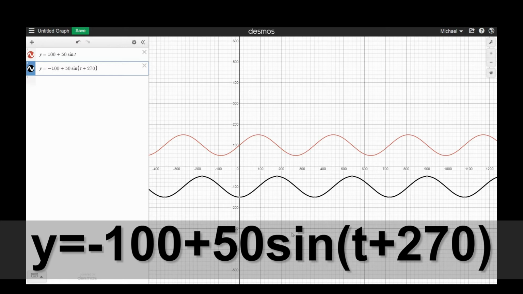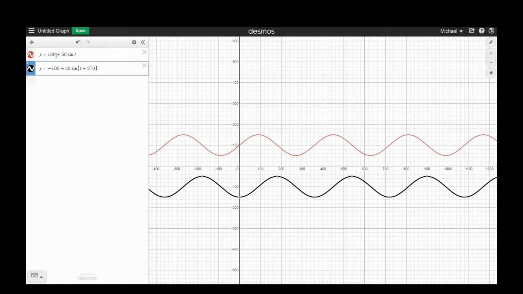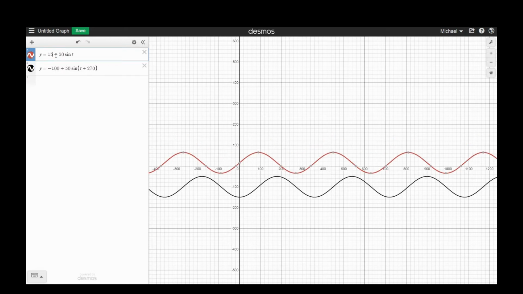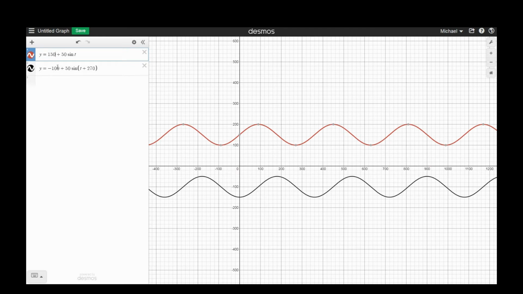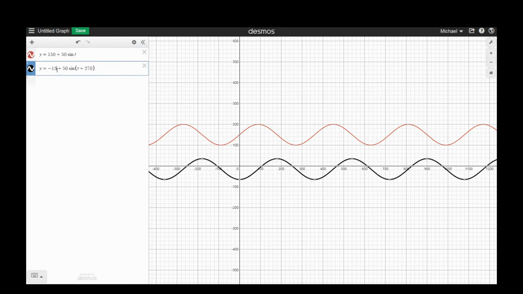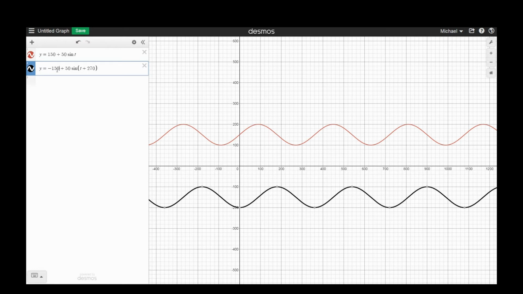addition. Now, I still think they're kind of close together, so I'm going to take it then and change this to 150. Learn to just play with these things until you're as comfortable with it as your cell phone. You didn't learn all the features on your cell phone by reading the manual. You did it by playing with the phone. Play with Desmos.